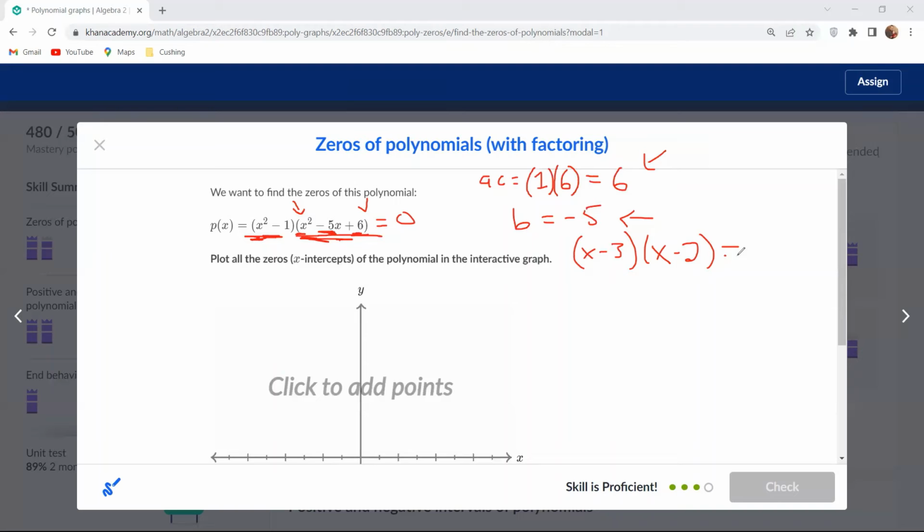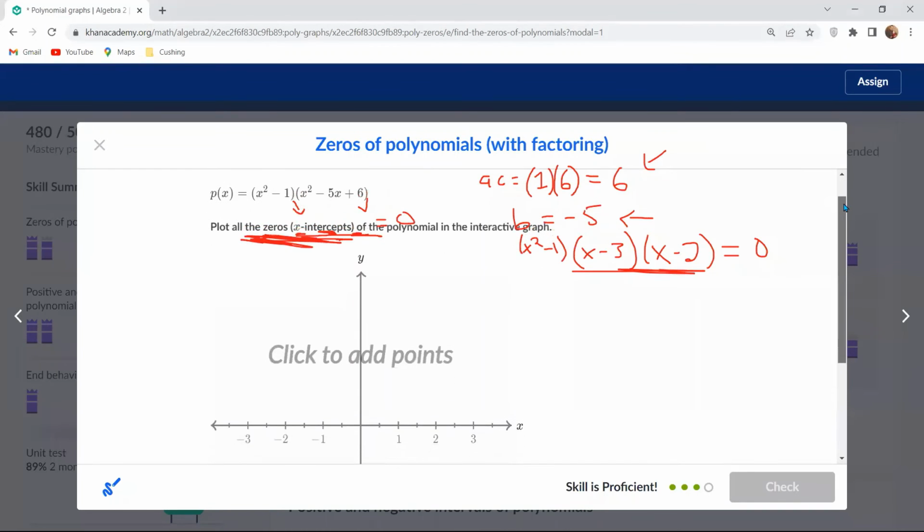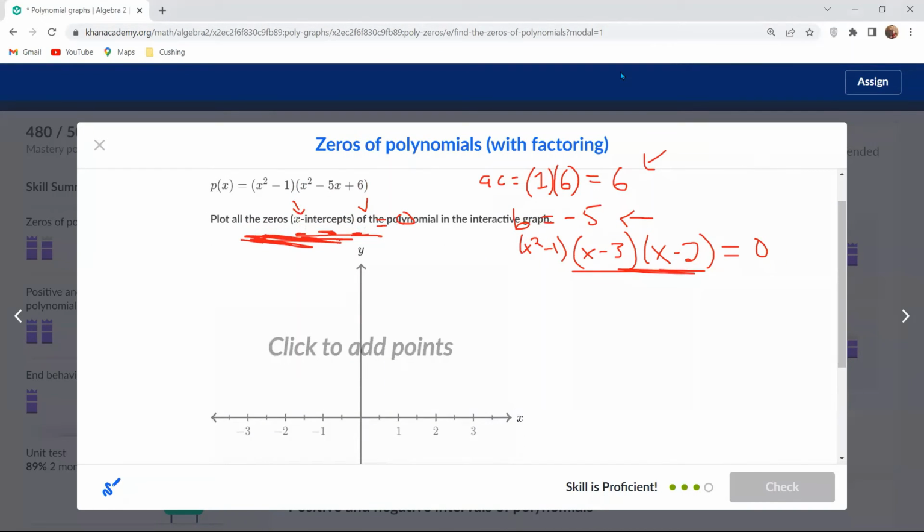So I do like this. So notice I just rewrote this whole thing as x squared minus 1. So I kept it, but then I rewrote the second part as x minus 3 times x minus 2. Now, instead of rewriting this, I'm just going to show you, you can find all of your zeros from here. So what numbers can you plug in to make this whole equation equal 0? There are going to be 4 solutions.